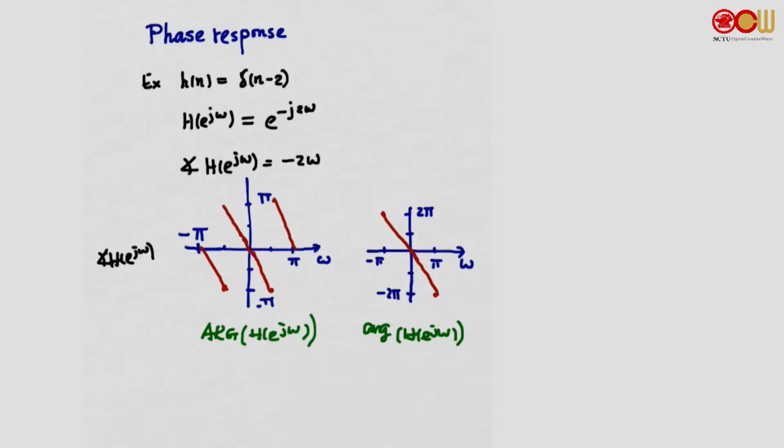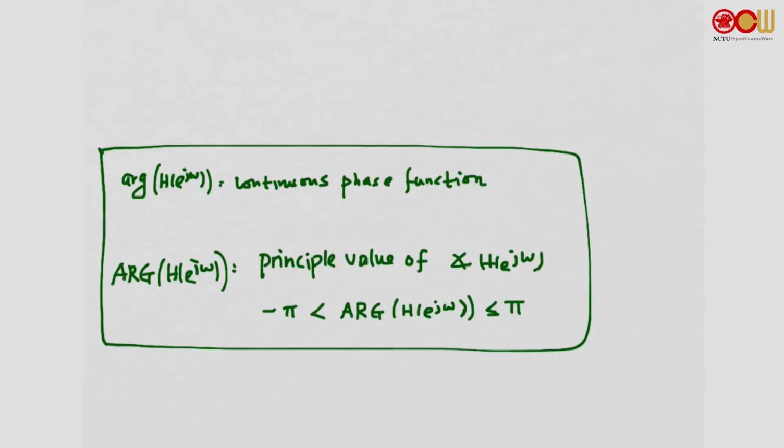For example, h[n] is delta[n minus 2]. The frequency response is this one, and the phase can be represented this way. But we know the phase function is not unique, and we can have different representations, and we have talked about two particular representations. One is ARG H(e^jω), which has the principal value of the phase function.